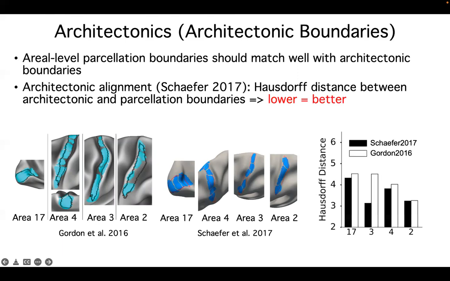The architectonic alignment can be defined as the mean Hausdorff distance between the architectonic and the parcellation boundaries. Lower distance means that the parcellation boundaries align better with the architectonic boundaries, so lower is better. In this plot on the right, we can see that the Schaefer parcellation achieves better architectonic alignment.